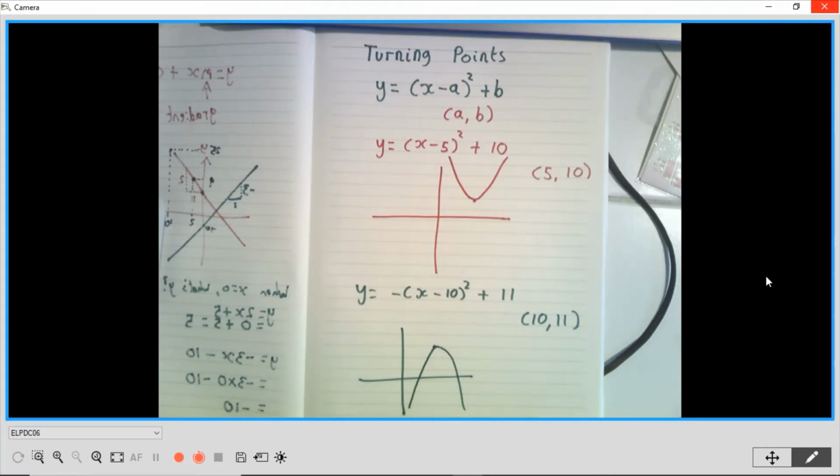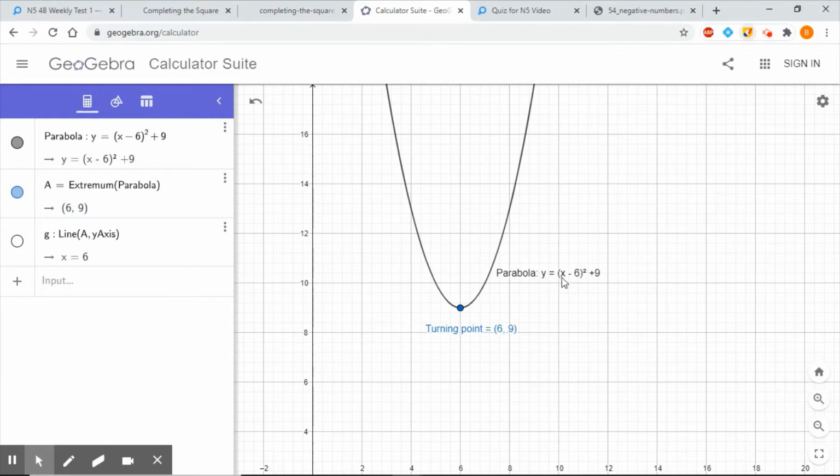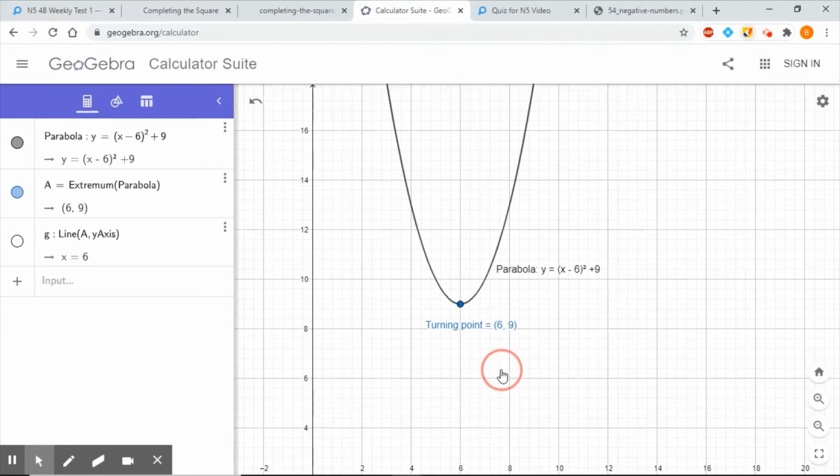Okay, so we'll have a wee look at a couple of different examples on the computer system. Here we have the parabola y equals (x minus 6) squared plus 9. So what is the value of a? The value of a is 6. And what is the value of b? The value of b is 9. And so the turning point is (6, 9). So I'm hoping you can see why it's useful to write the equation in this way. It's useful because we can find this turning point very, very easily.